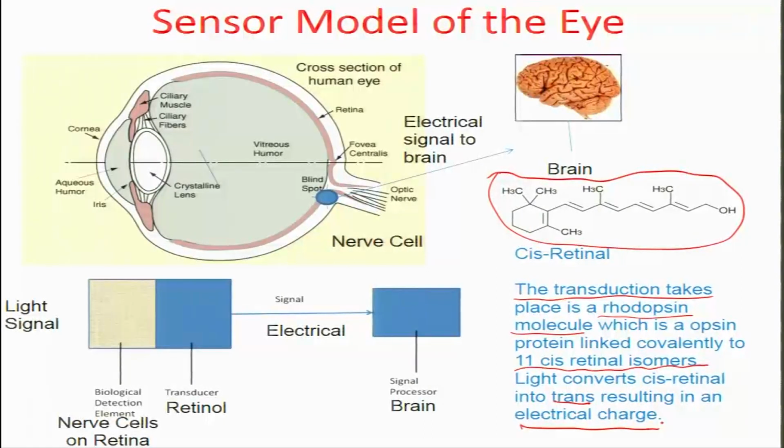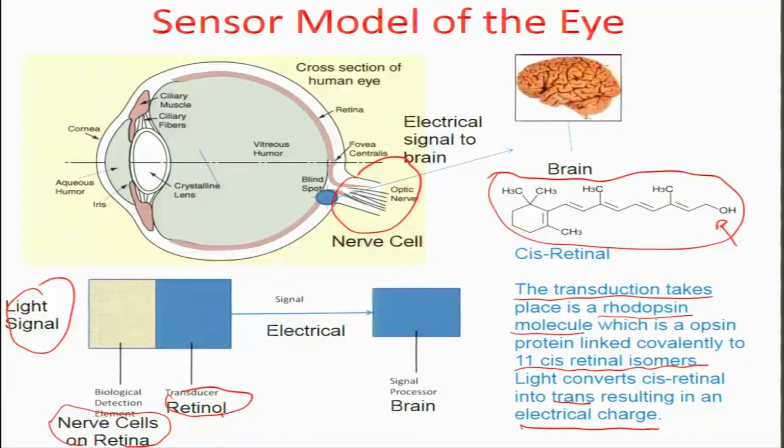So essentially the molecule which is there on the retinal cells changes its form, thereby inducing a bunch of electrons, which again goes through the optic nerve all the way to the brain. So here the light signal is the analyte of interest. The nerve cells on the retina formulate the recognition element. Again the retinal molecule which is there as a protein, the opsin protein on the retinal cells, they work as a transducer.